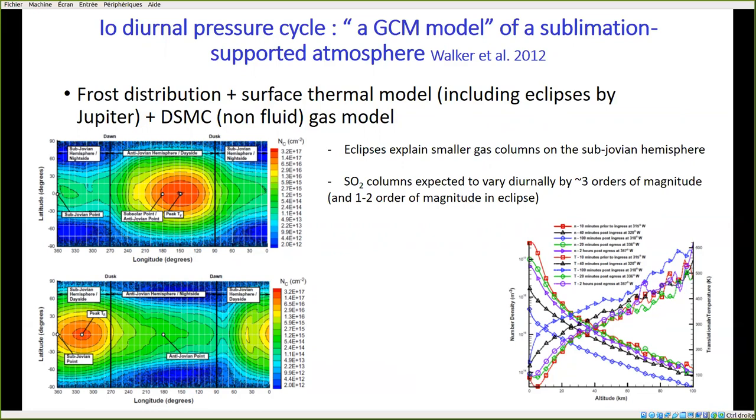One other nice result of this model is that it naturally explains why more gas is observed on the anti-Jupiter hemisphere than on the sub-Jovian hemisphere. And this is a consequence of the eclipse, which affects only the sub-Jovian atmosphere and which causes the surface temperature, and therefore the sublimation, to be lower on the sub-Jovian hemisphere compared to the anti-Jovian hemisphere.